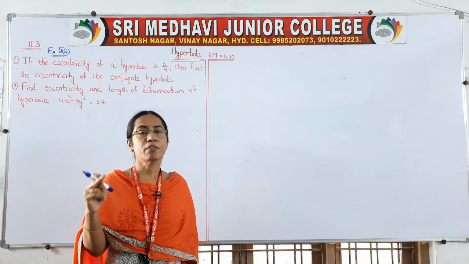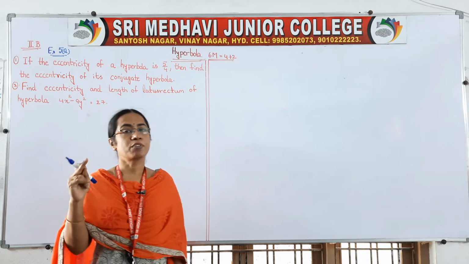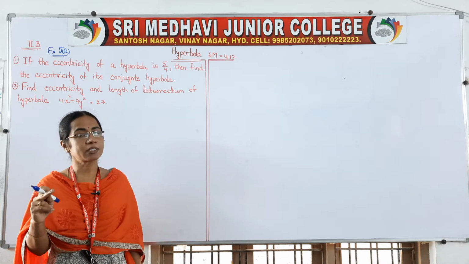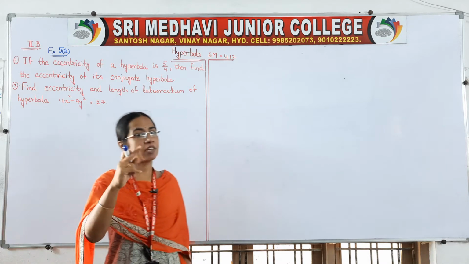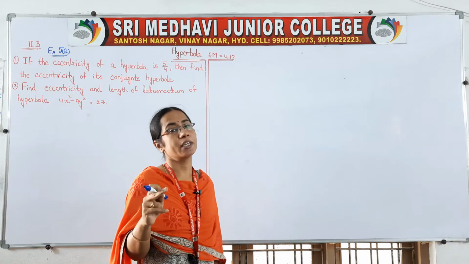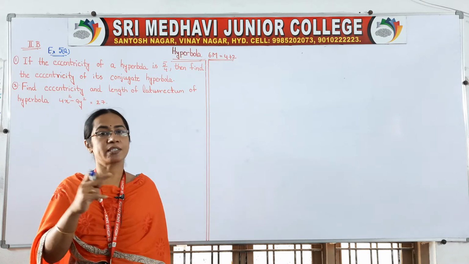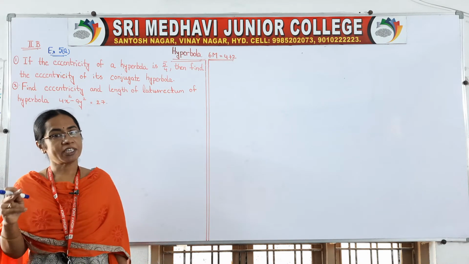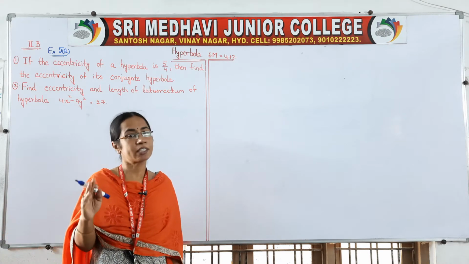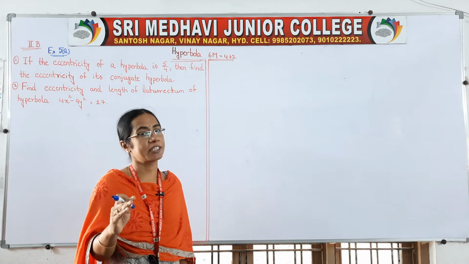From parabola you have 9 marks, from ellipse 8 marks, and from hyperbola 6 marks, right? So if you add all these marks, 9 plus 8, how much? 17. 17 plus 6, 23 marks are there for conic section.